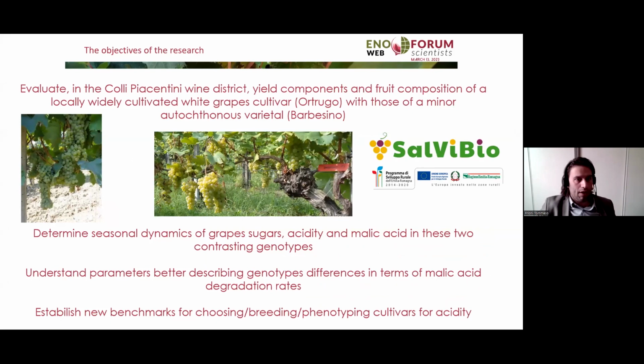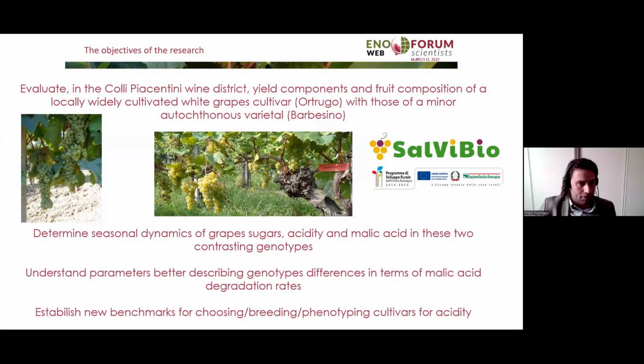In this work, we have evaluated over 4 seasons the yield, productive parameters, and ripening parameters of 2 different cultivars, Ortrugo and Barbesino. And we determined the seasonal dynamics of many ripening parameters with the goal of understanding which parameters could better determine the genotype attitude in maintaining an adequate acidity at harvest.